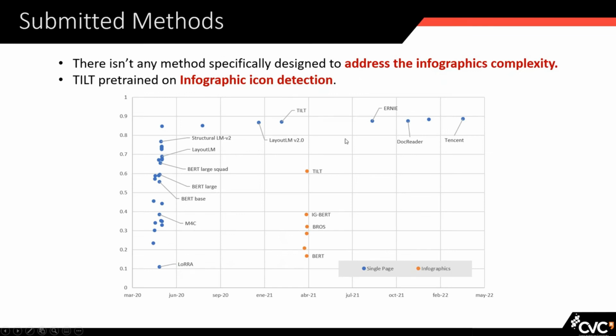And I would like to show you the comparison between the single page document and the infographics visual question answering tasks, and especially, as we can see here, Tilt is evaluated in both challenges, and there is around a 30-point performance gap because of this complexity gap I was explaining before. So there's a lot of work to do there.